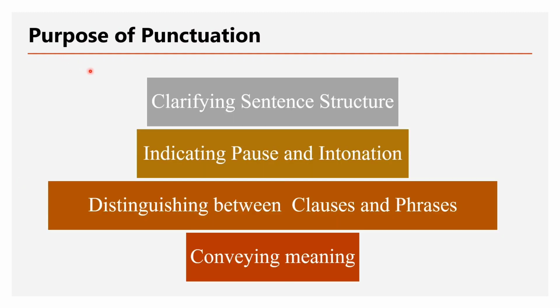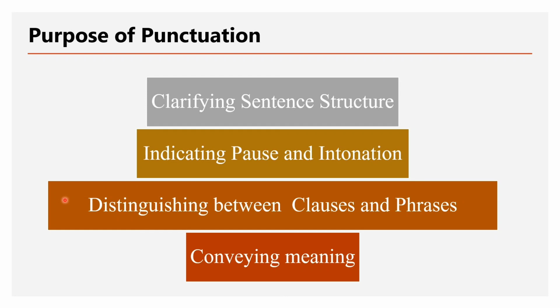Now, the purpose of punctuation. Clarifying sentence structure. Punctuation helps to indicate the relationships between the words and phrases in a single sentence, making it easier for the reader to understand the intended meaning. Indicating pause and intonation. Punctuation marks such as comma, semicolon, and period indicate where the reader should pause and how the sentence should be read, conveying important information about emphasis and tone.